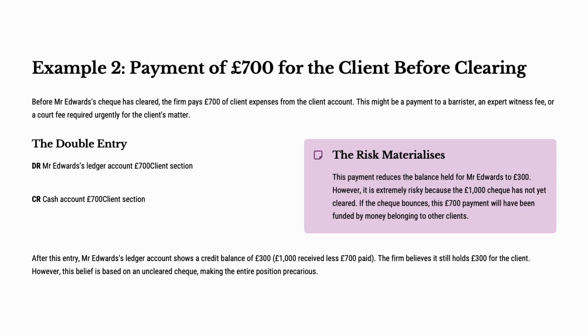So now we've got another example: payment of £700 for the client before clearing. The firm then pays £700 for expenses for Mr. Edwards before the £1,000 check is clear. The entry is debit Mr. Edwards ledger £700 client section and credit cash account £700 client section. This reduces the balance held for Mr. Edward to £300. It also means the firm is relying on the check clearing. This is where risk begins.